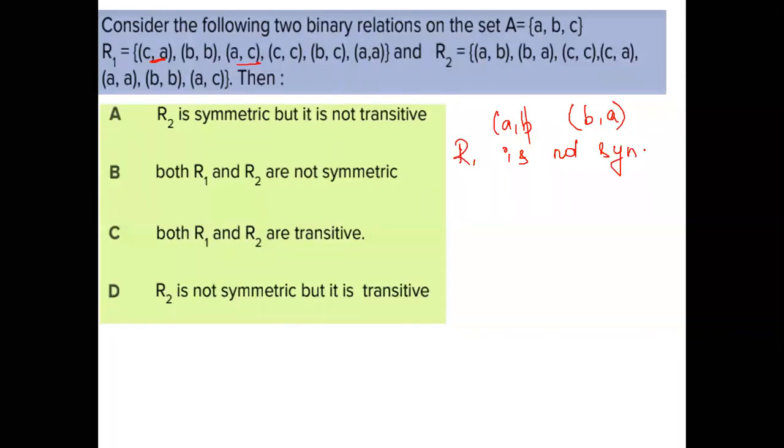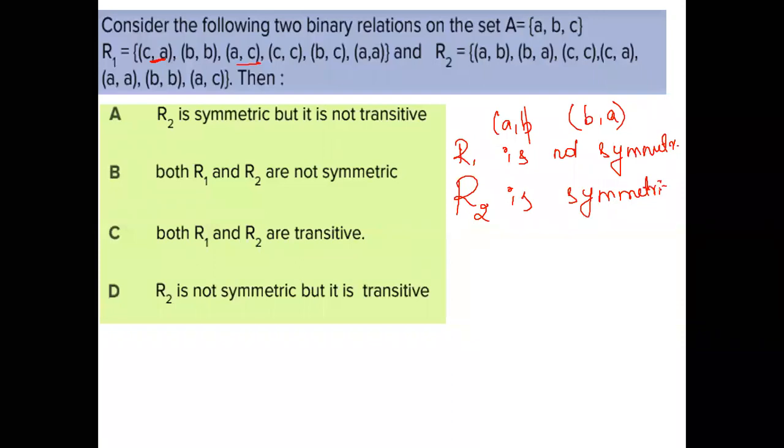Coming to R2, check whether R2 is symmetric. We have (A, B), and (B, A) is also there. Yes. (C, C) we have. (C, A), then we can find (A, C) as well. Yes. Okay, so R2 is symmetric.